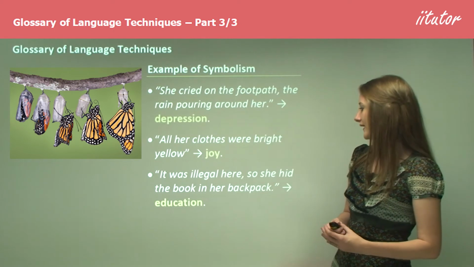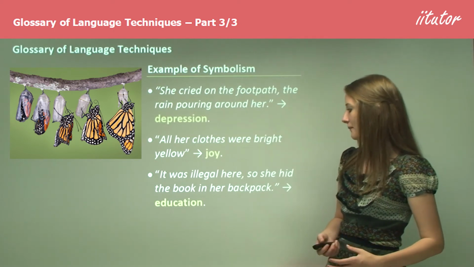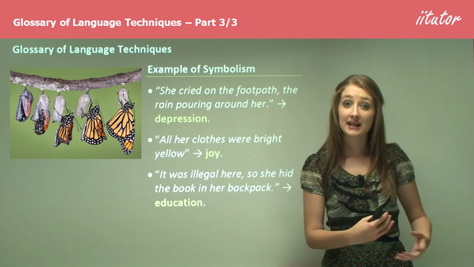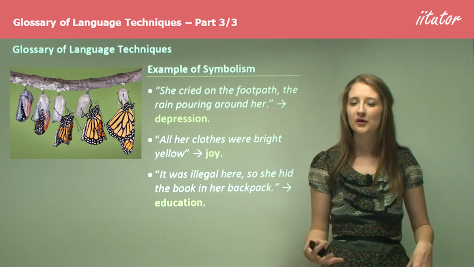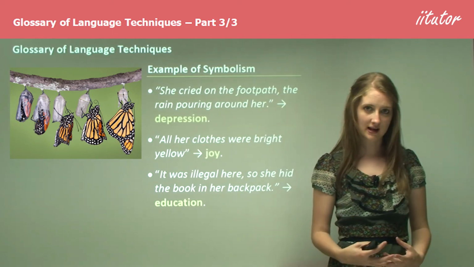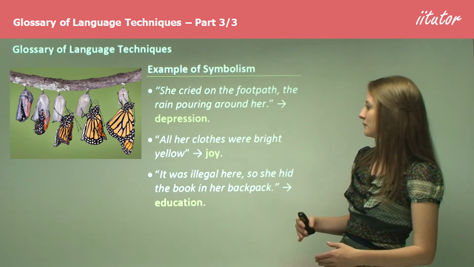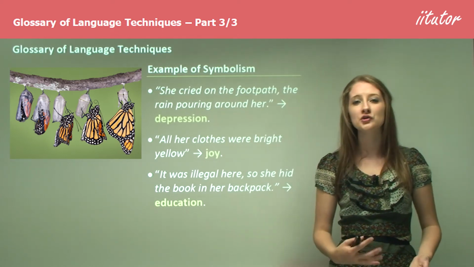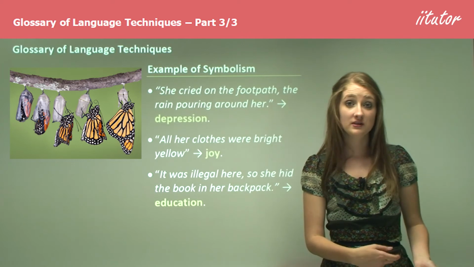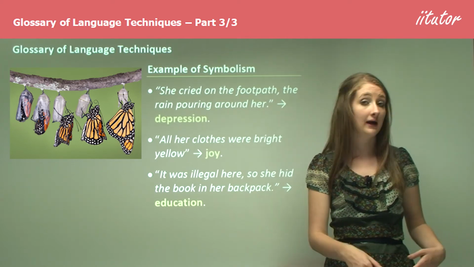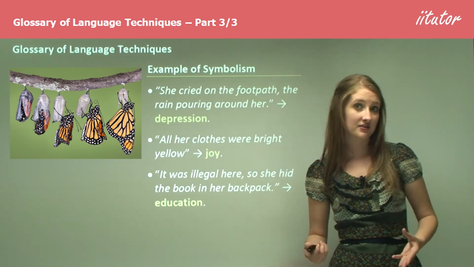Or: it was illegal here, so she hid the book in her backpack. So that action of hiding the book can really be a symbol of the repression of education, for example. So we see that symbolism can be used on different levels, expressing emotions and also being represented by different things, such as colors or actions or characters in particular.